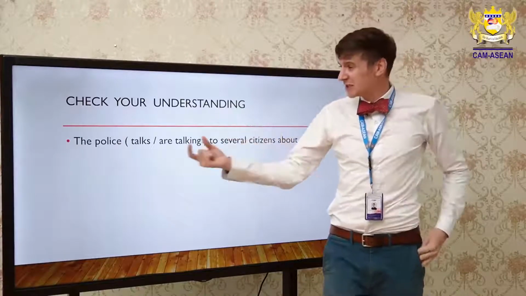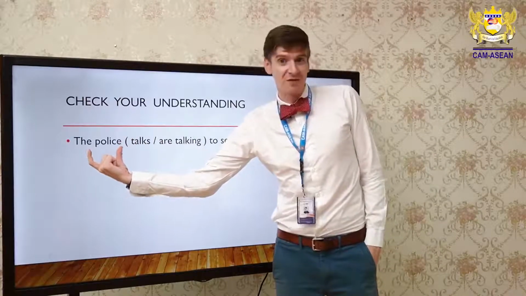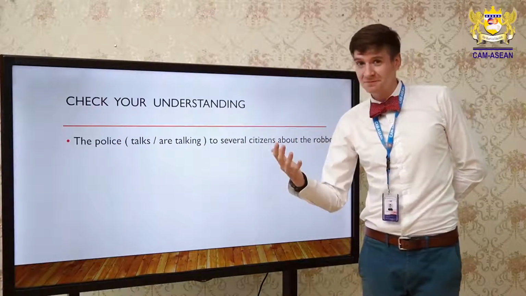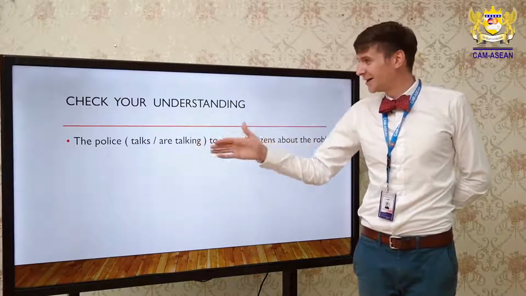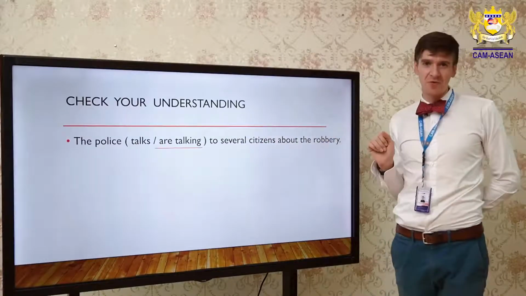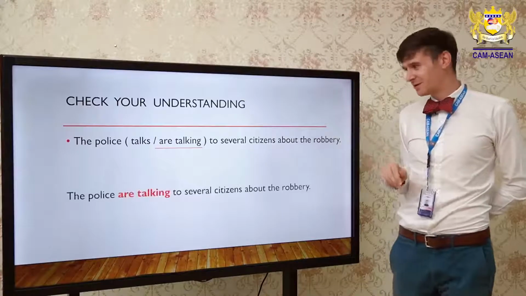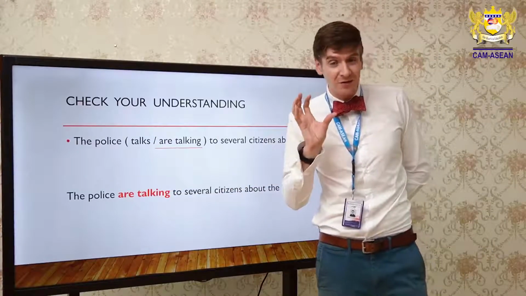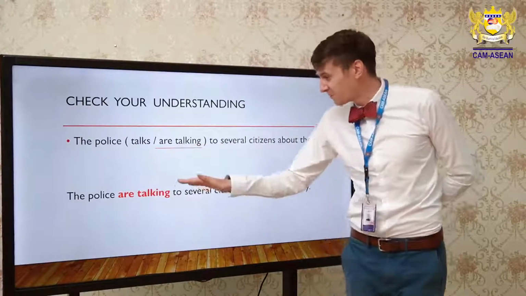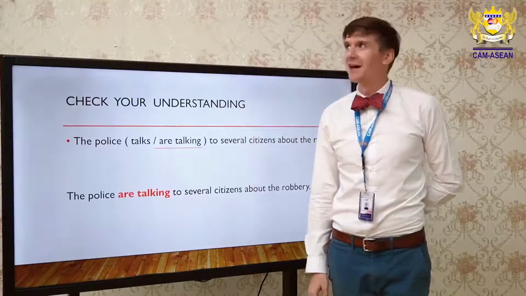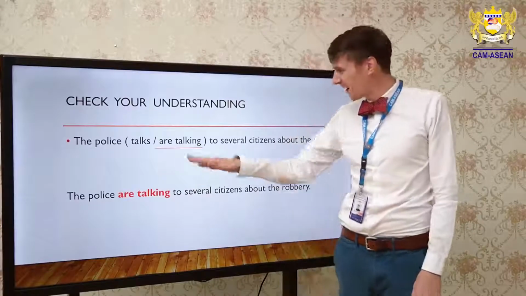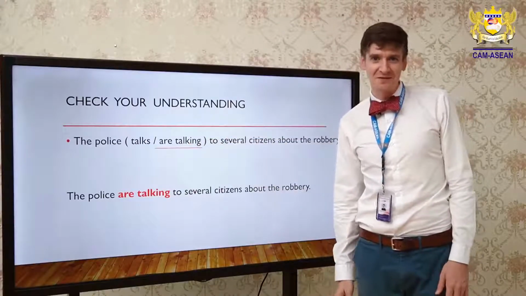So we can look at this. We see the subject right here. Check it out. It's the police. Here's our subject. Are talking. The police are talking right there to several citizens about the robbery. We know because it looks like what we are looking for. We're looking for a subject. We're looking for a to-be verb. We're looking for an ing verb. It's the same thing as present participle. And we found it right here. That's nice.